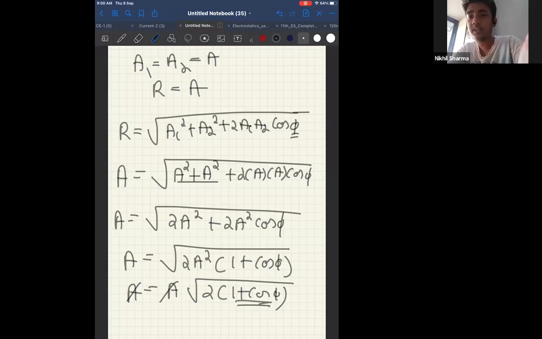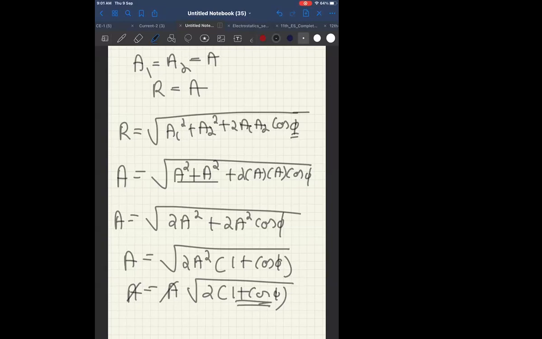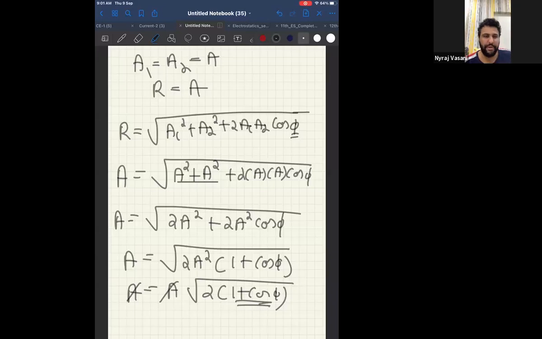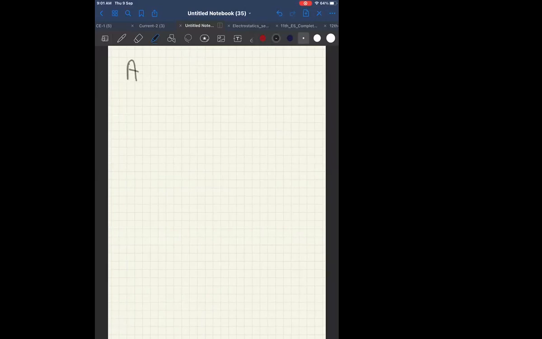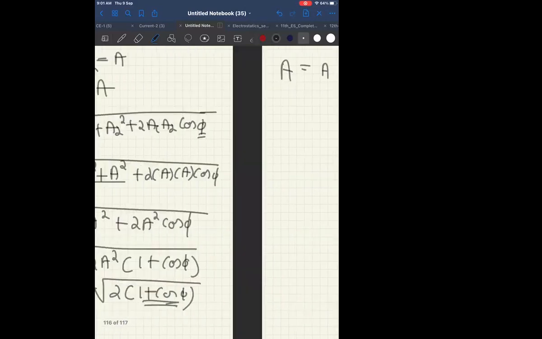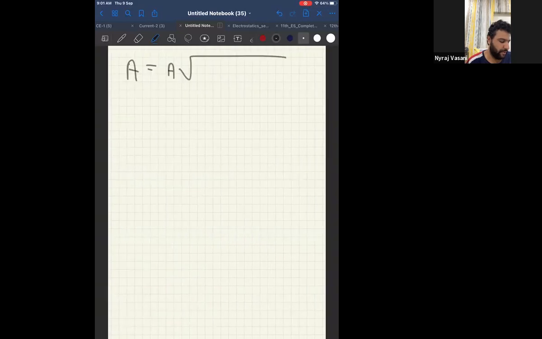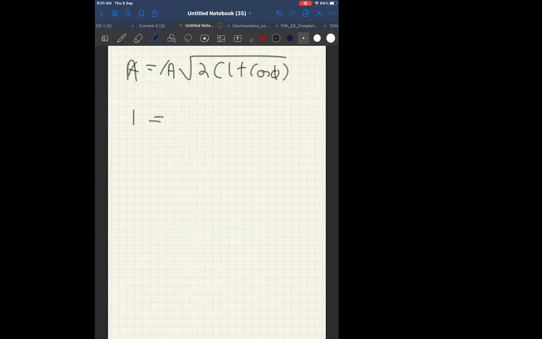Sir, can we do by squaring both the sides? Yes, sir, I've done the same. But that will become a little bit... okay, fine. You have not done that, okay. So I will write it again. A is equal to A into square root of 2 into 1 plus cos phi. You're squaring both sides, is it? Therefore, if I cancel A, left hand side will be 1 itself.